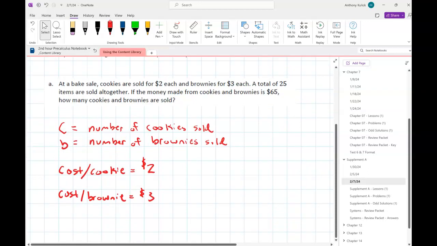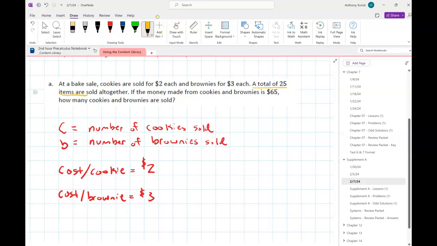A total of 25 items are sold altogether. Well, that to me sounds like an equation right there. What equation could I write from that? What are the items? So it says 25 items are sold altogether. So when I read that, it tells me that something plus something had to equal 25, right? What are the items that they would be saying if we say 25 items are sold? Cookies and brownies, right? I agree with that. Everybody's okay with that?